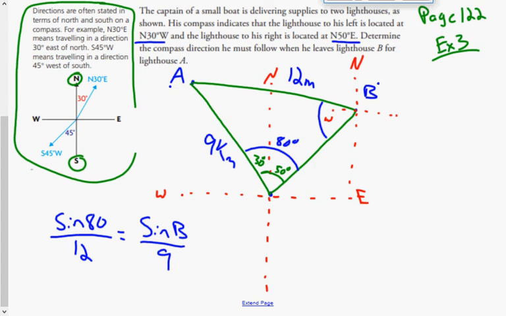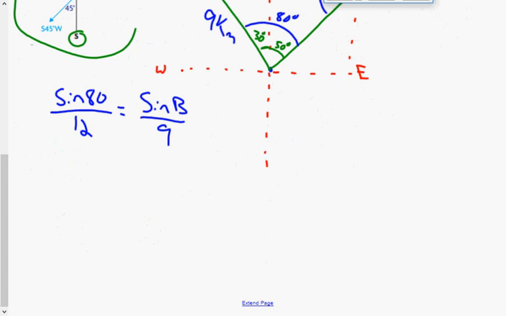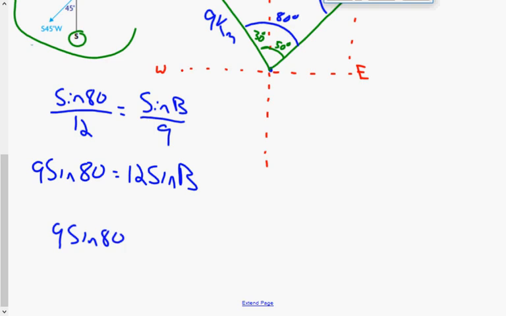Okay, so I can solve all this. Do you guys want me to show all my steps? Yes, let's solve it. Okay. So, first thing I do is cross multiply. 9 sine 80 equals 12 sine B. Now I'm looking for sine B, so I bring the 12 back over. So really, you didn't have to do that step, but I'll show it anyways. So it's 9 sine 80 over 12 equals sine B.